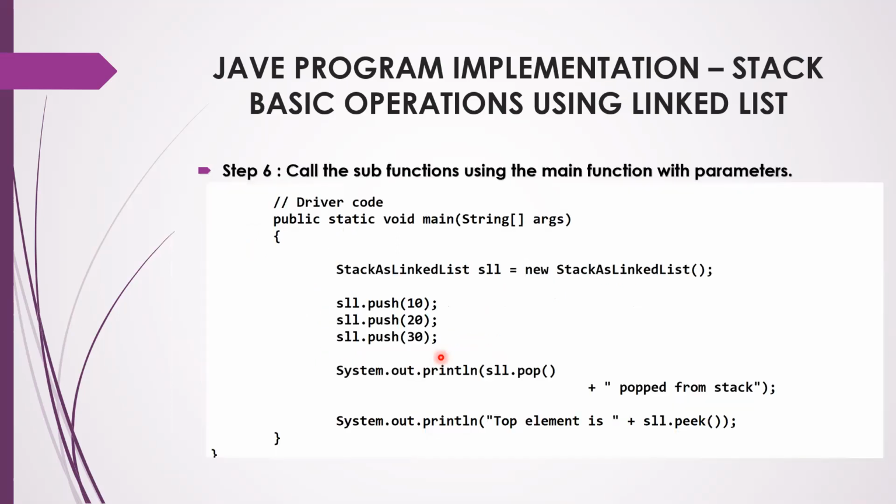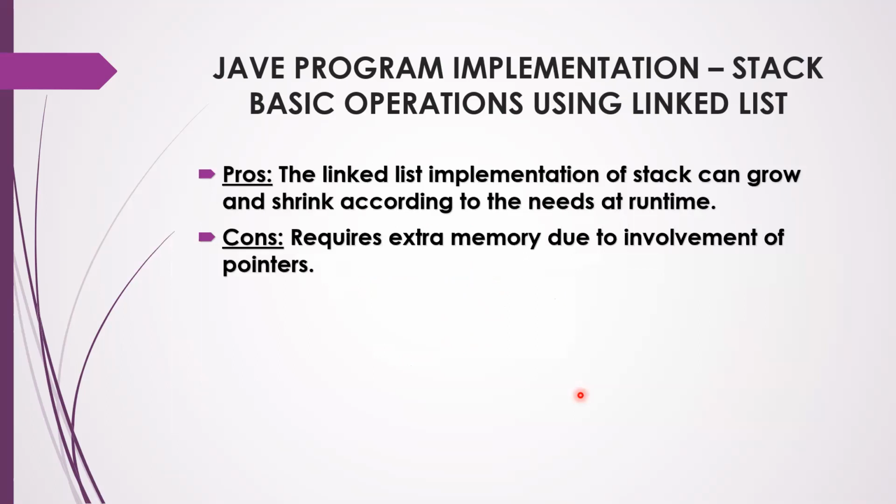And you have to make an object of the stack linked list class, that is the main class. Then you call all the functions using the object created for the main class, and you pop the elements. The advantage of the linked list implementation is that it can grow and shrink according to the needs at runtime. The disadvantage is that since there is involvement of pointers like the next field, it requires extra memory for that storage.